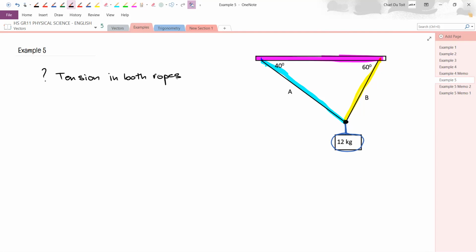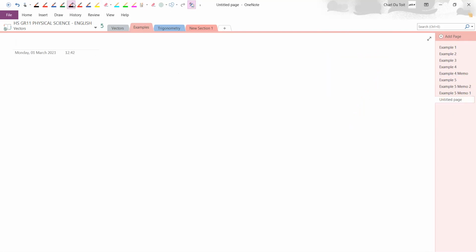So they can ask, what's the tension in A? They can ask, what's the tension in B? They can ask, what's the tension in both? Doesn't matter. Now I have to show you some new math before we can do this. We're just going to go to a blank page and do something new that you haven't done. It's called the sine or Syn rule.